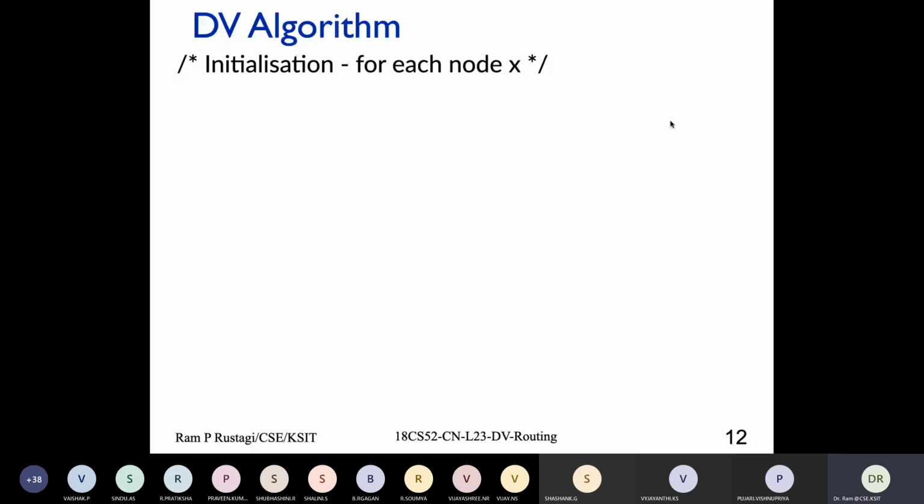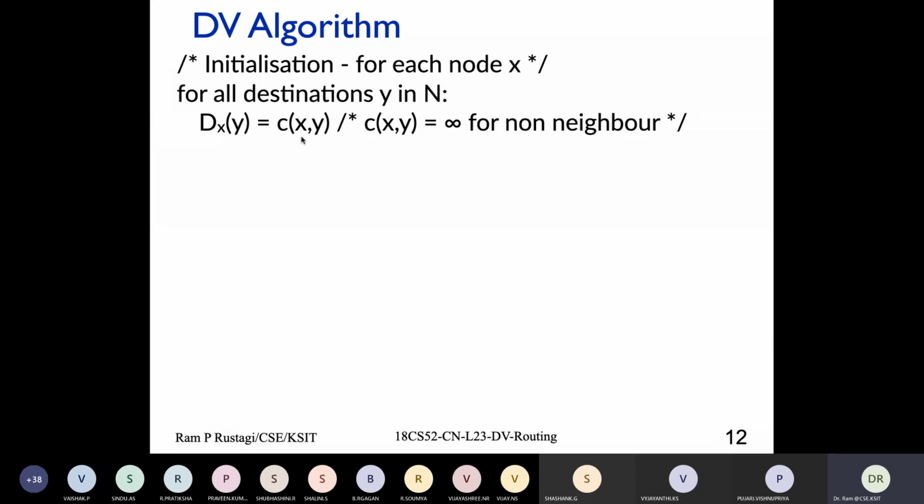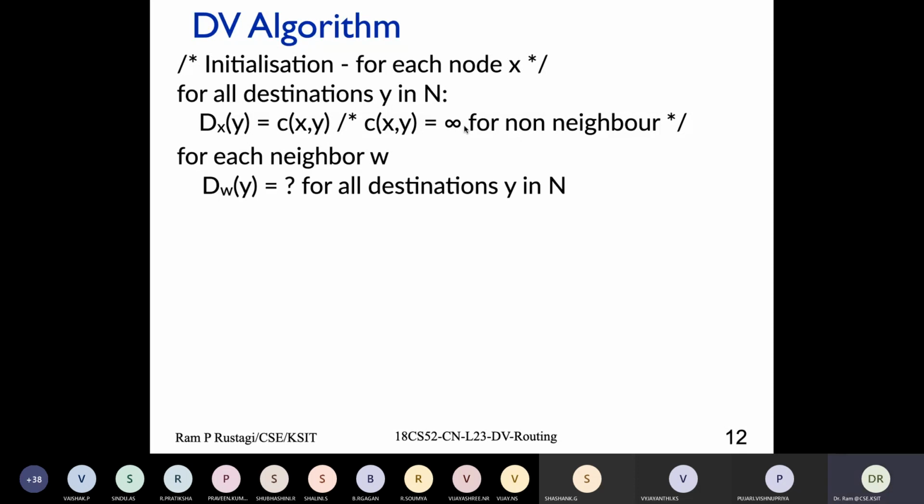So just to summarize, initialization: we know the link cost of certain nodes, for whichever node we know the connectivity. We put dxy as infinity for all others. That is what the initialization part is. And after that, I need to maintain my neighbors' distance vectors. Initially, because neighbors have not communicated any information to me, for all my neighbors, their distance vector values would be infinity.